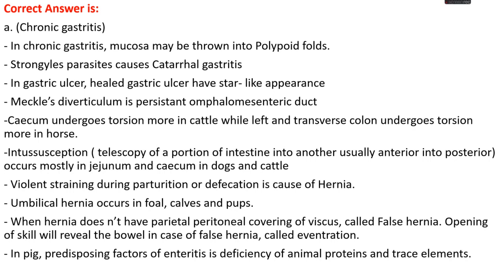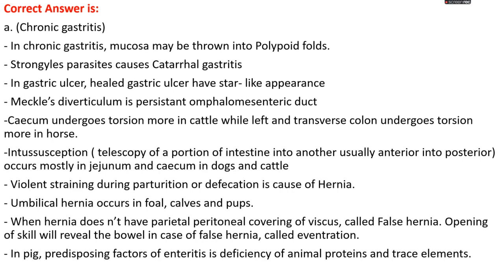Intussusception is a process where there is a telescoping of a portion of intestine into another, usually anterior into posterior. Mostly occurs in jejunum and cecum in case of dog and cattle. Violent straining during parturition or defecation is a major cause of hernia. Hernia is the displacement of an organ from its normal position to the outside, coming out through the natural openings. Umbilical hernia is most commonly seen in case of foal, calf, and pup.